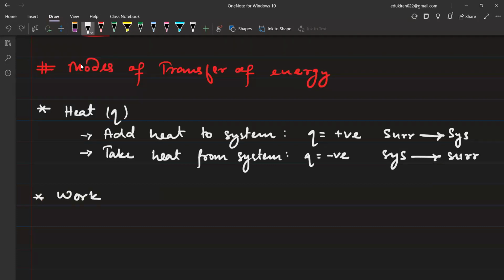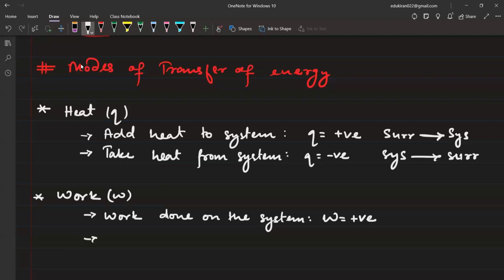Listen carefully. Work is W. Same thing, work done: either you do work on the system or the system does work. Please see here. Work done on the system will be what? W is equal to positive, and work done by the system, if system is doing the work, then the work done will be equal to negative. Any problem till here? No, sir.